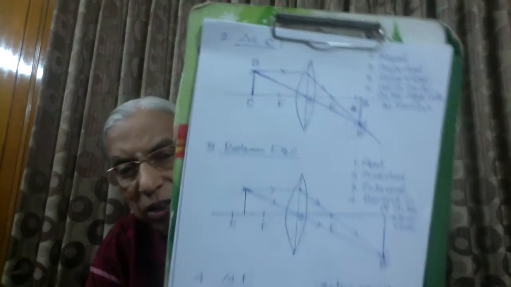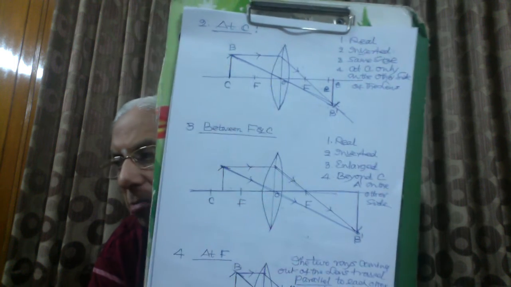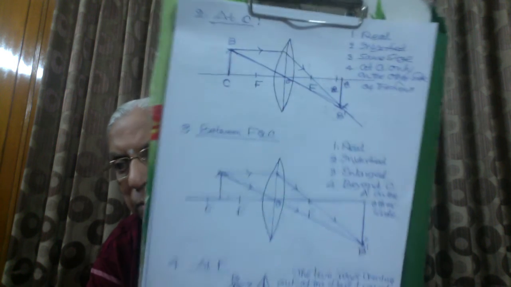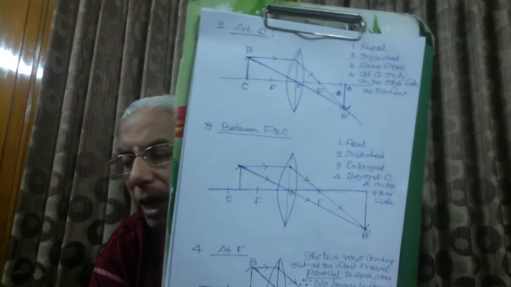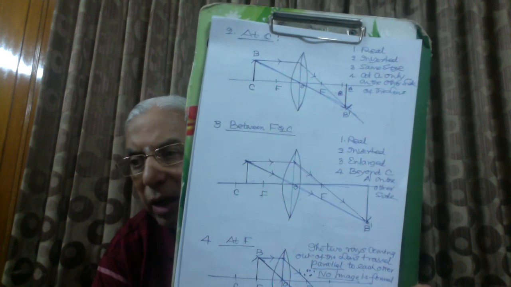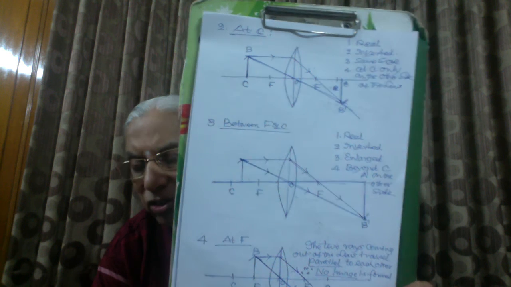The third position, the fourth position I am taking now: between F and C. Suppose you place an object between F and C. Here I am placing AB as the object between F and C. Once again I am considering two rays. One ray traveling parallel to the principal axis.